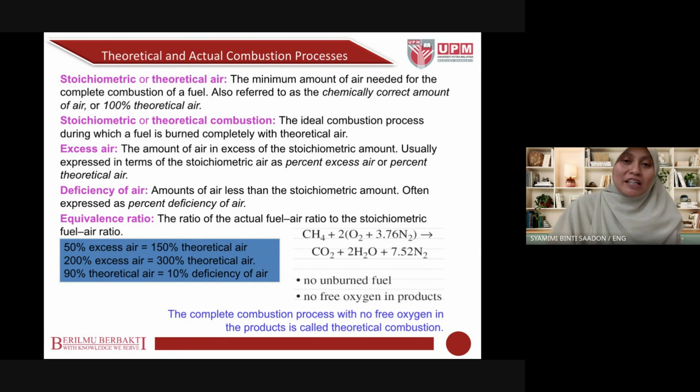So we usually need to calculate this first before we conduct the combustion process. Normally we need to calculate the stoichiometric air first. We need to know theoretically how much air we need to put in for the combustion process to be complete, the chemically correct amount.